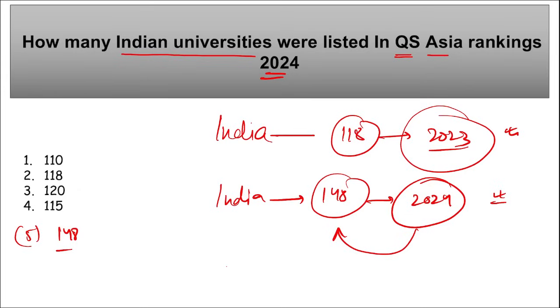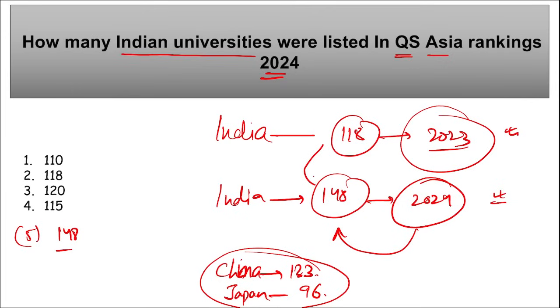And remember, now India has the highest representation in Asia's higher education system, surpassing China and Japan. China has a representation of 133 universities, whereas Japan has a representation of 96 universities. And here you can see there is an increase in 2024 by almost 30 universities. So coming back, how many Indian universities were there in the QS Asia University Rankings for 2024? It is 148.